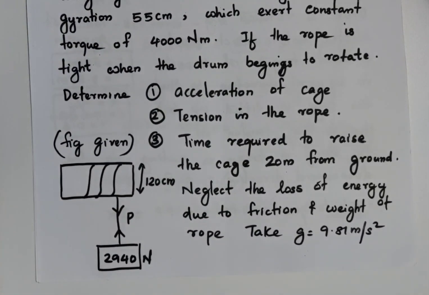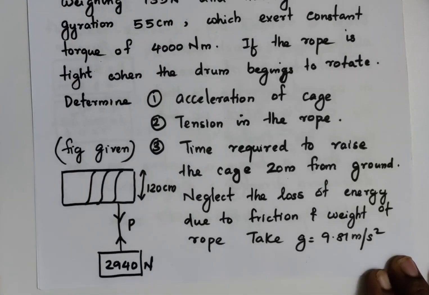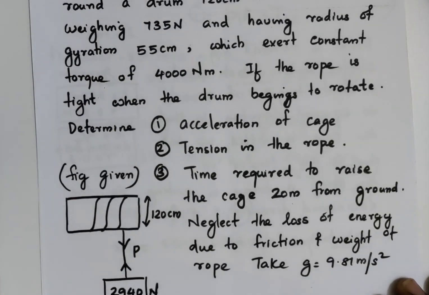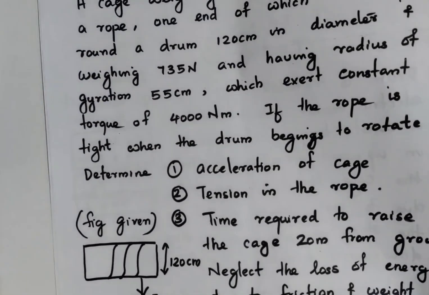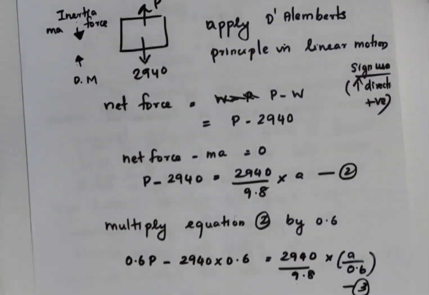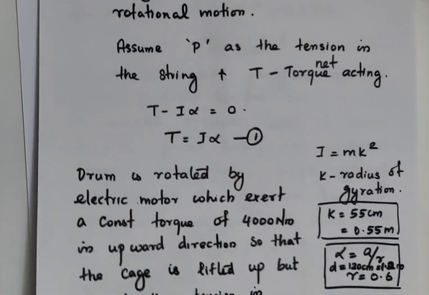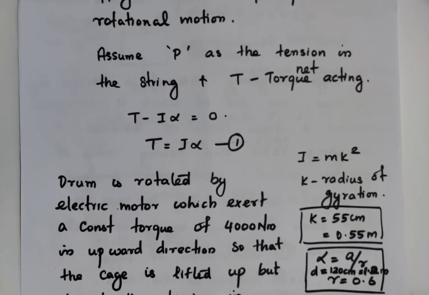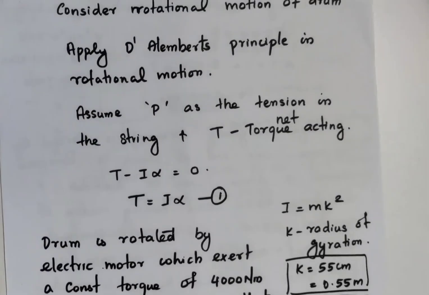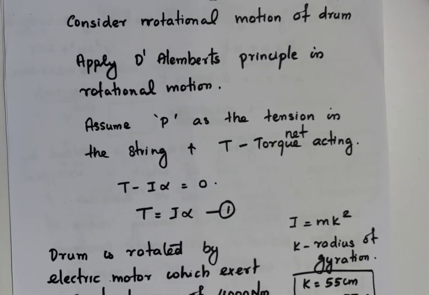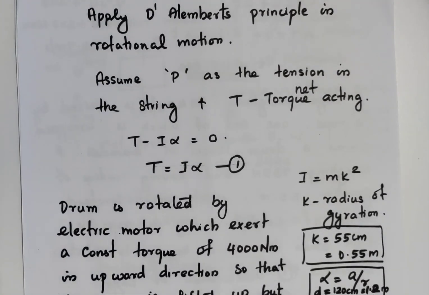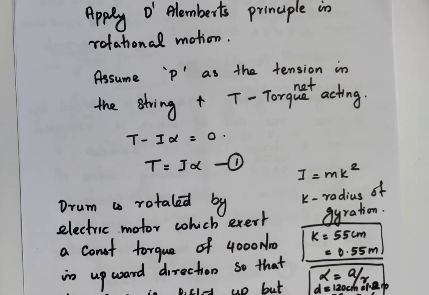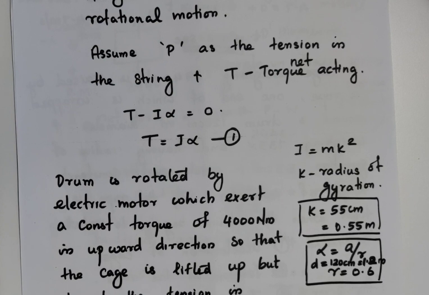Here the figure is given in the question. The drum has a diameter of 120 and it is raising a weight of 2940 Newton. First step is you have to consider the rotational motion of the drum. You have to apply D'Alembert's principle. T minus I alpha is equal to 0, T is equal to I into alpha.